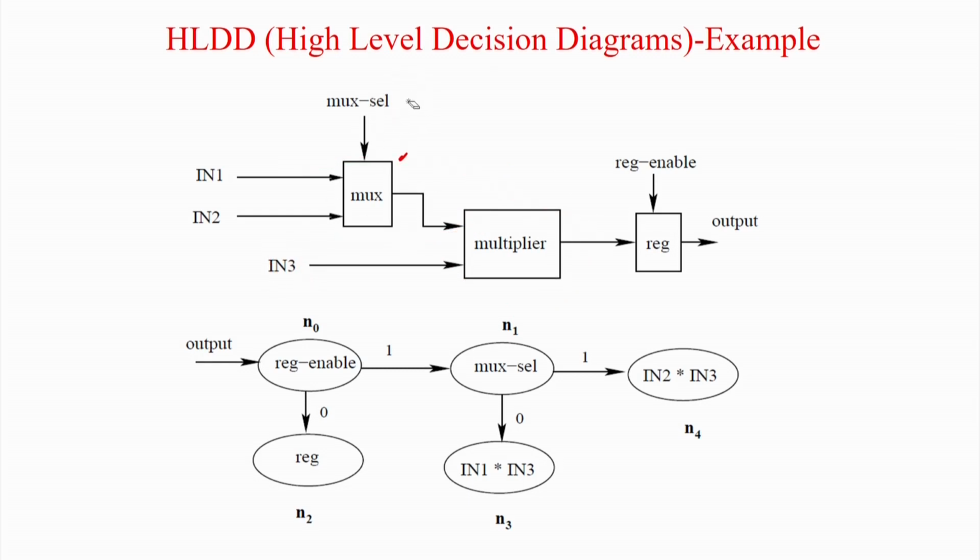There is of course a register which will latch the value if the register enable signal is equal to 1. Internally the multiplier can be very big, it can be a 32-bit multiplier, so the range can be of the order of 2 to the power 32. You can understand that even as a multi-terminal BDD, it will have an infeasible number of nodes. But here it is only a simple structure because it is at the RTL level, so the whole data path has been compressed.